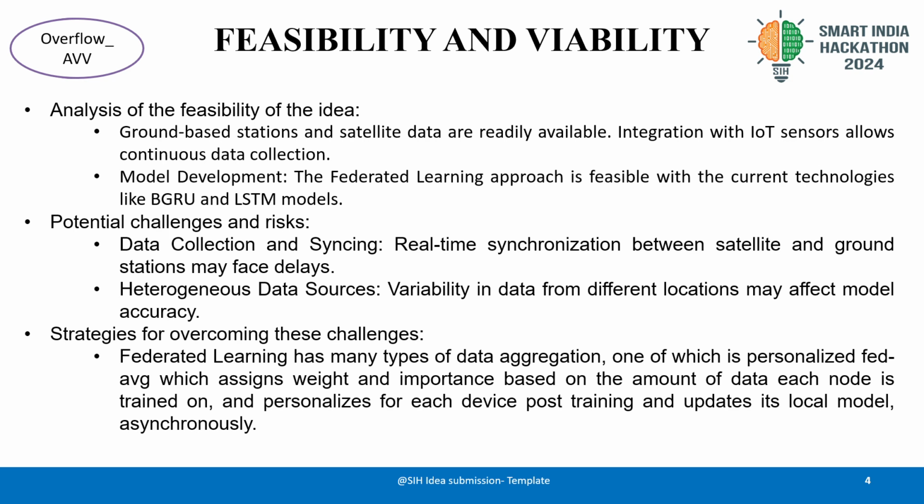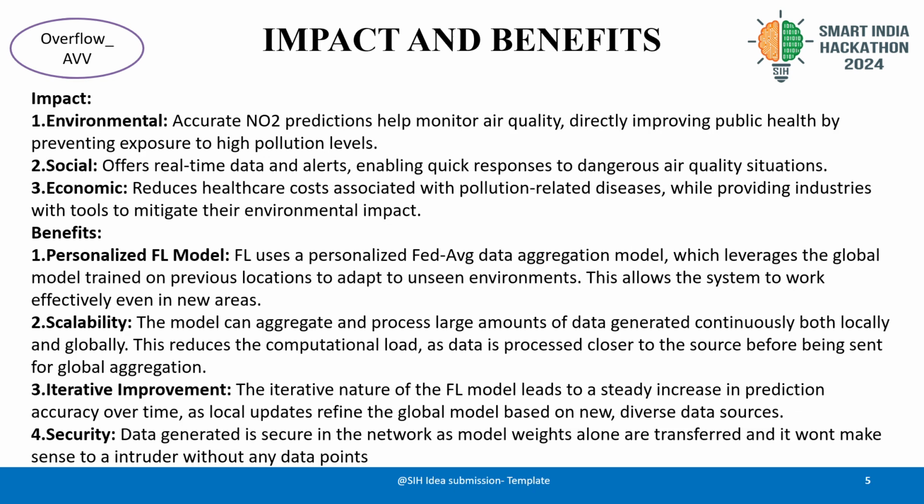If a node is placed in an unknown location or in a new environment, first it will perform based upon the previous data collected from all the other places, which is in the form of the global model. Then when it collects its own data in its new environment, the global model will be updated locally, and it will create its own local model which performs better for that location.